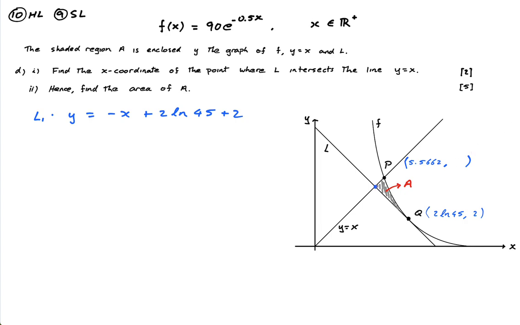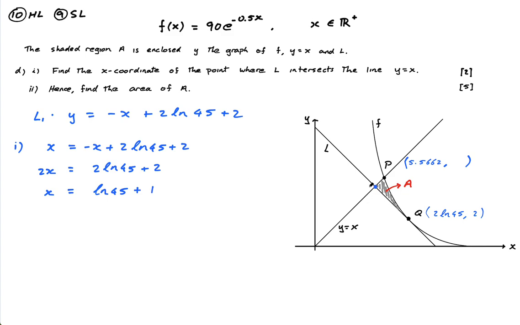Now, again, how do we find a point of intersection? We just equate them. I'm going to equate y equals x to y equals this. So x equals minus x plus 2 ln 45 plus 2. Then add x to both sides. I get 2x equals 2 ln of 45 plus 2. Then to find x, just divide by 2. So I get ln 45 plus 1.